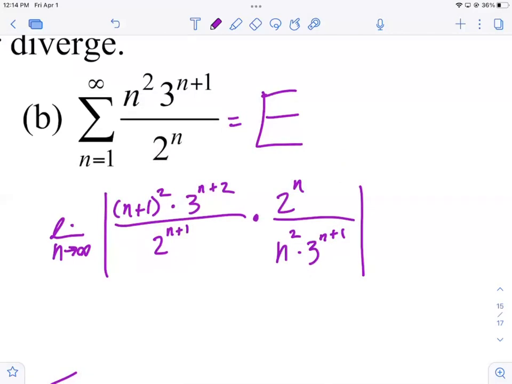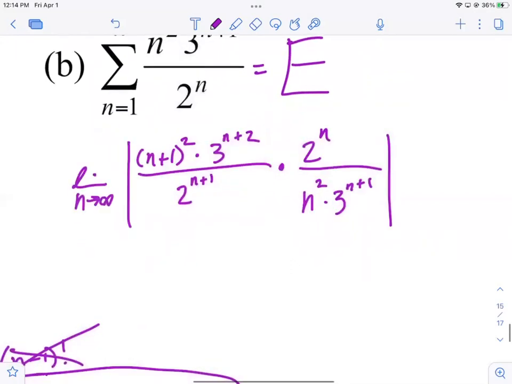Okay, now on your own, without me guiding you, go ahead and simplify that down as much as you can. There's no factorials, but we still have some exponential pieces to clear up. And I'll do the same thing.